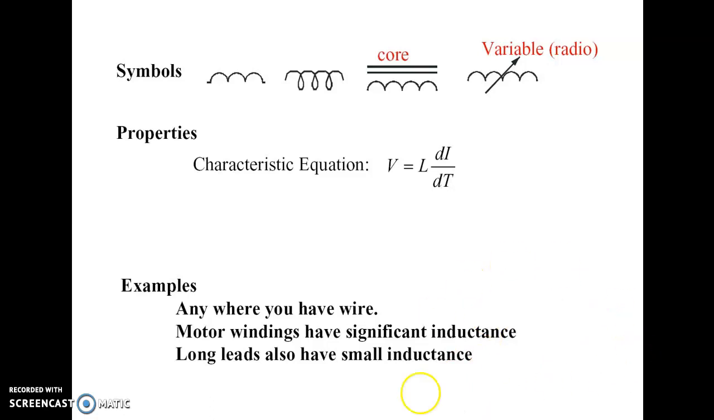Now the equation for an inductor is V equals L di by dt. Any wire has some inductance, and motor windings have significant inductance. If you want to form an inductor, you can: if you take a wire and wind it, it will act as an inductor. Long leads also have some inductance.